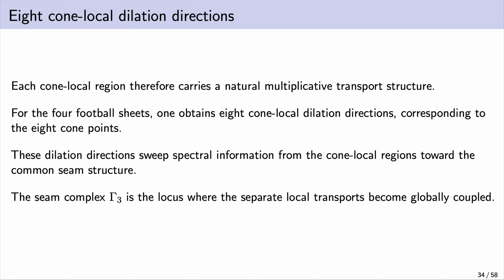So for the 4 football sheets, one obtains 8 cone local dilation directions corresponding to 8 cone points. And these, like I said, sweep spectral information from the cone local regions toward the seam structure. And the seam complex gamma 3 is the locus where the separate local transports become globally coupled.